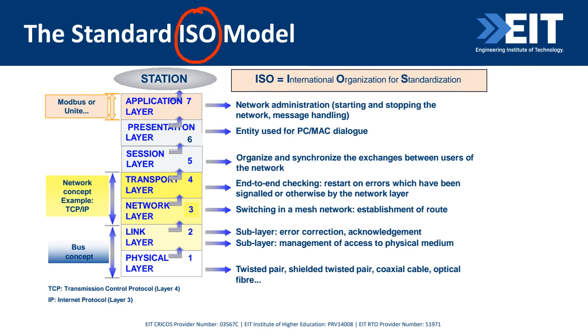Because if we think about it, when my computer wants to communicate with your computer, there are a lot of things that should be defined. The first thing that should be defined is how, on the physical level, we would communicate. Is it going to be wireless? Is it going to be via wires?